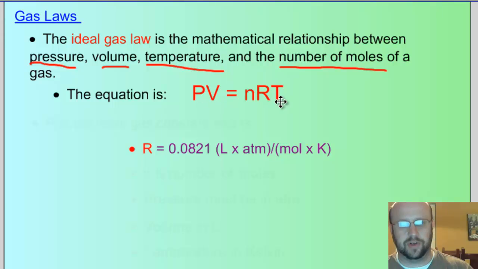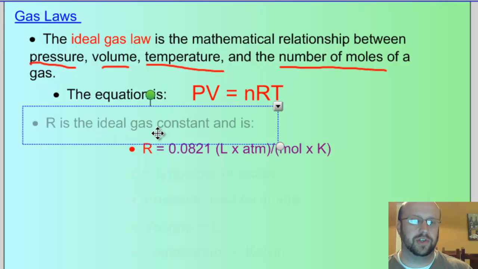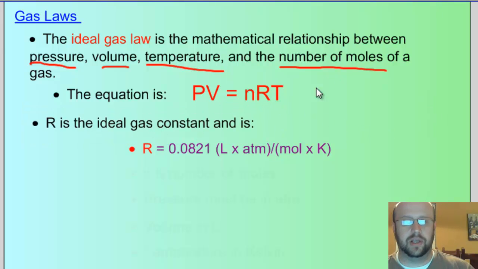So let's talk first, real quick, about what all of the things are. The R is one of the new things here. What R is, is what we call the ideal gas constant. When we say that something is constant, it means basically that it's the same number for us all the time.